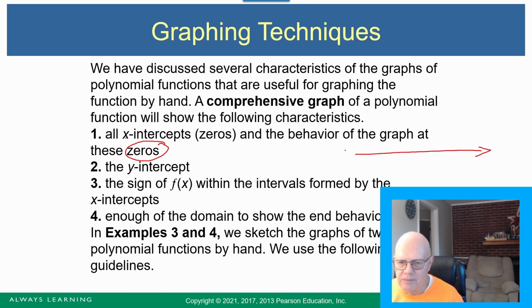Let's take a look at a number line. We're going to leave the y-axis out of it. Suppose we've got zeros here, and here, and here. The question in number 3 is, what's happening in these intervals? Is it positive or negative? In this interval, is the graph up here or down there? And you've got a fourth interval. Is the graph up here or down there?